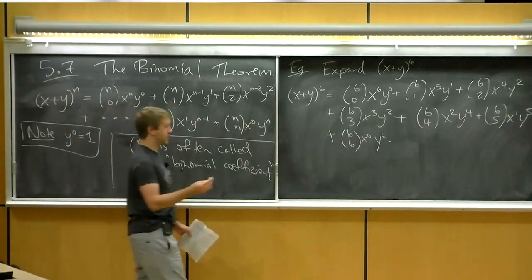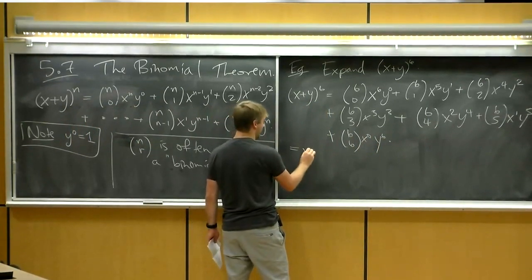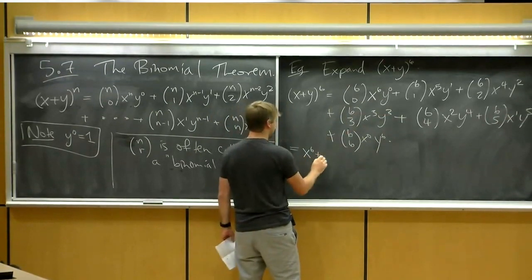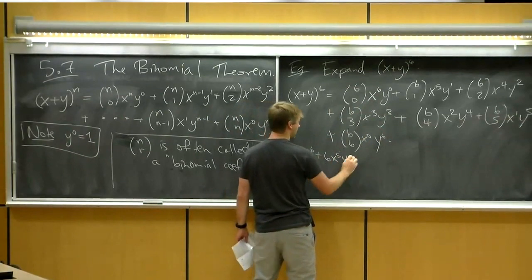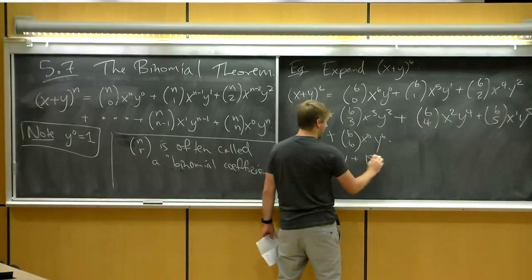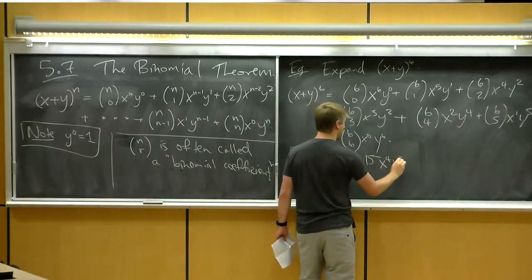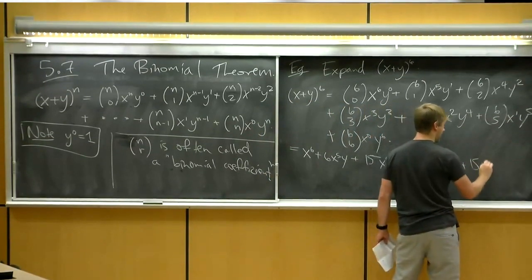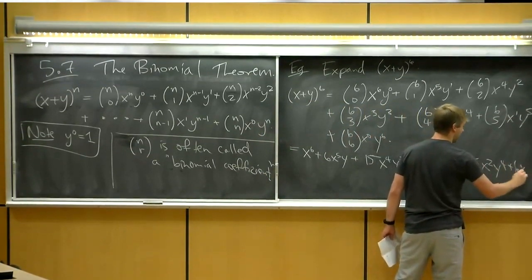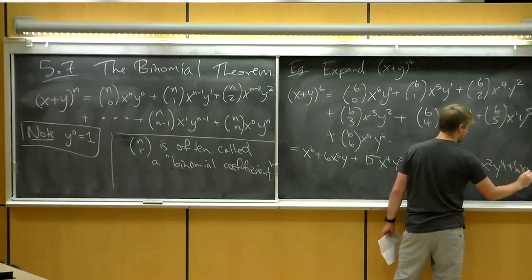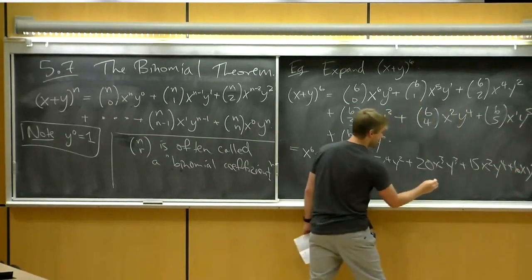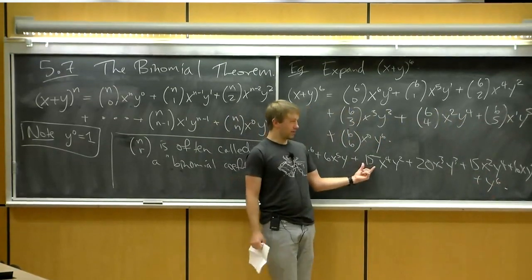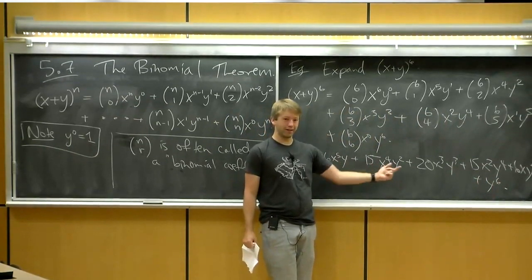you can work out what these coefficients are as well. So if I compute all these numbers, I've got x to the 6 plus 6, x to the 5, y, plus 15, x to the 4, y squared, plus 20, x cubed, y cubed, plus 15, x squared, y to the 4, plus 6, x, y to the 5, plus y to the 6. Okay. So when you plug these things in your calculator, you'll see that you get these values.